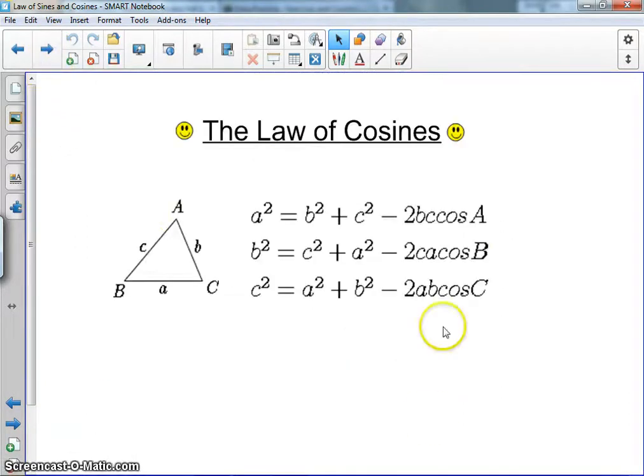Here is the law of cosines. The good thing is, as far as I know, you'll be given this on the exam, so it's not something that you have to memorize. Each one of these three is basically the same formula with just different letters in different places. It just depends on what you're trying to solve for which one you're going to use, and I'll show you an easy way to remember which one you're going to use.